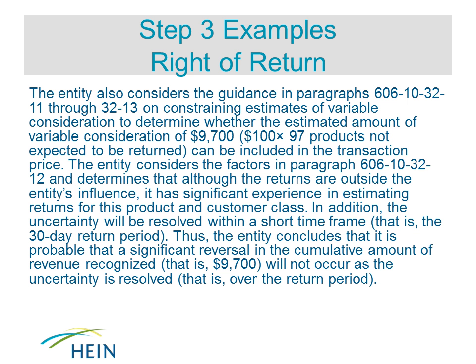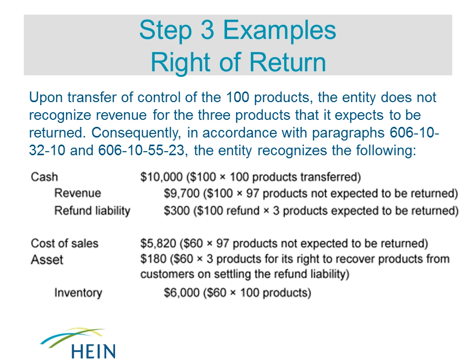And so then how do we account for this? Upon the transfer of control of the 100 products, the entity does not recognize revenue for the 3 products that it expects to be returned. And here are the journal entries for which they'll record the revenue. So you've got revenue in the amount of $9,700 instead of $10,000 because we're expecting the 3 products to be returned. Again, that's that net revenue concept. You're going to record a liability for the $300 estimated to be returned.